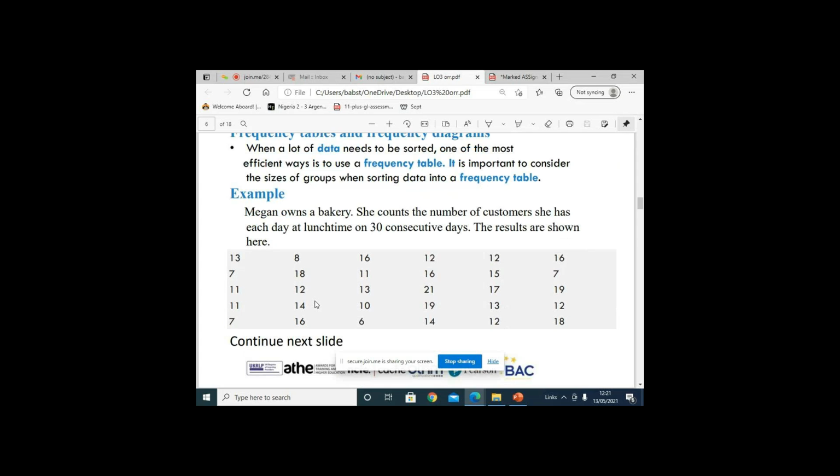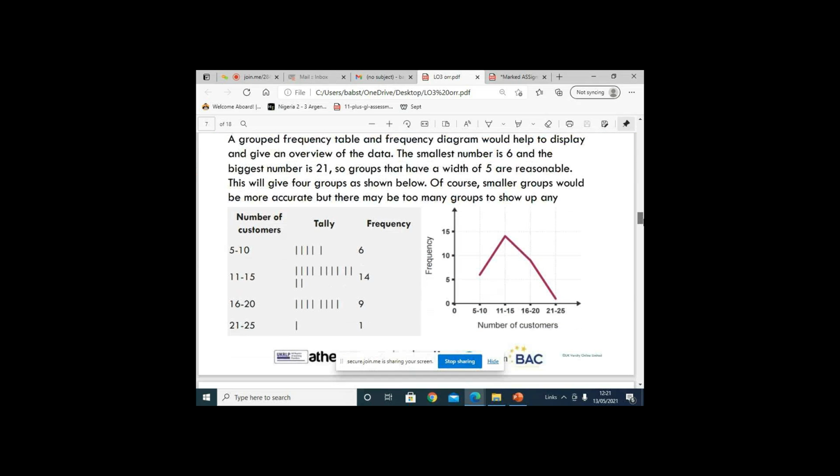So she did this for 30 consecutive days. When you say consecutive, it means the days are sequential, following each other. So it's the 30 days now: 1, 2, 3, 4, 5, 6. 1, 2, 3, 4, 5. So what she now did was group the frequency like this.